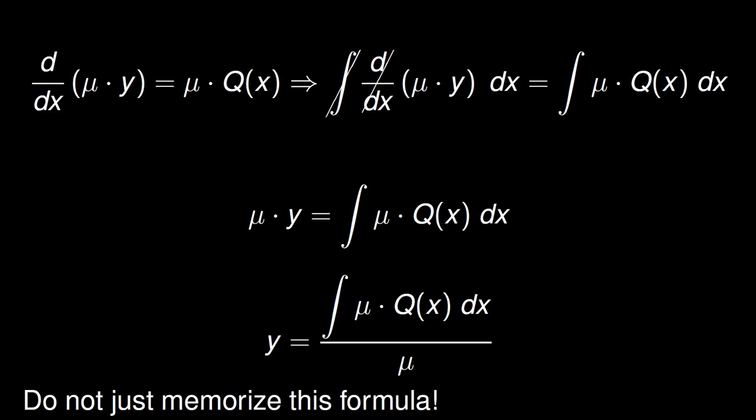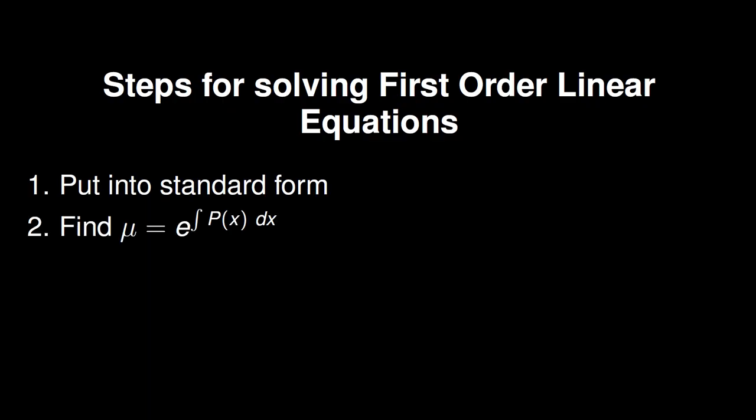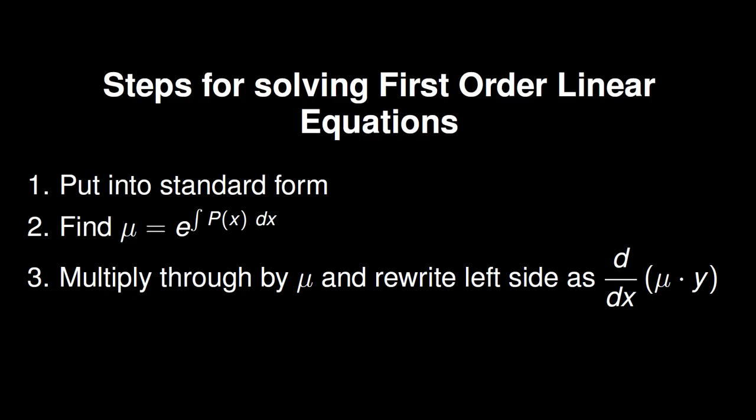However, you do not want to just memorize this formula. You want to go through the steps for figuring out where this solution came from in each of your examples. So what are the steps that you're going to follow to solve these first-order differential equations? Well, the first step is to put your differential equation into that standard form that we talked about. The second step is to find the integrating factor mu. The third step is to multiply through by that mu, and then to rewrite the left-hand side as the derivative of the product. And then finally, solve for y. So integrate and then divide both sides by mu.